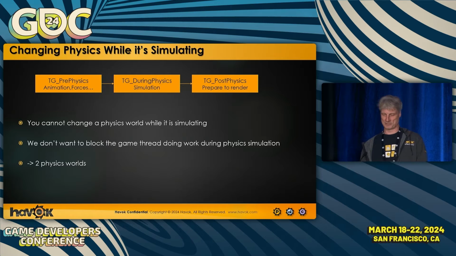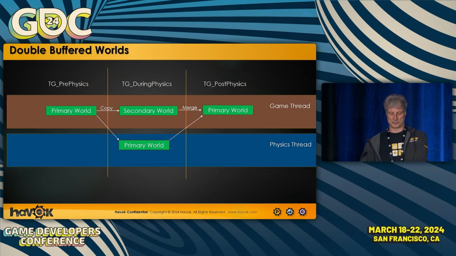So we actually now have to create 2 worlds. Basically, we have now 2 physics worlds, and it looks like that. So normally, we have a primary world. And that's used for pre-tick, for all this stuff. But when you start simulating, we make a copy of the primary world. And we call it the secondary world, obviously. And now the game thread can use the secondary world to do raycasts, to delete bodies, to change properties. And now at the end, we have to basically merge the 2 things.